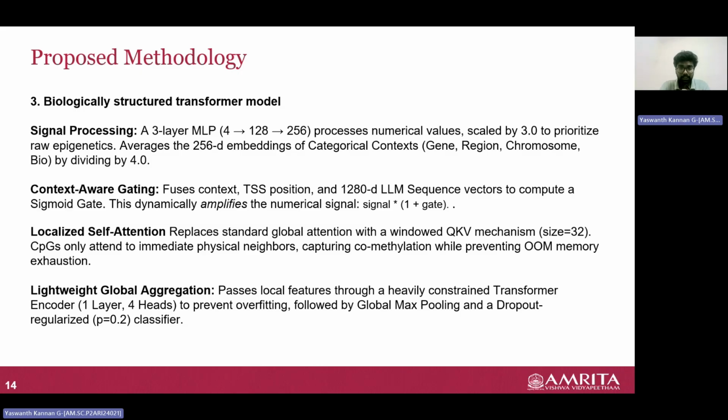For modeling interaction, instead of applying full self-attention, we use a localized attention where each CpG site attends only to its nearby neighbors within a fixed window. This reduces the computational complexity from quadratic to linear with respect to the sequence length, while still capturing the local co-methylation patterns, which leads to a biologically meaningful analysis.